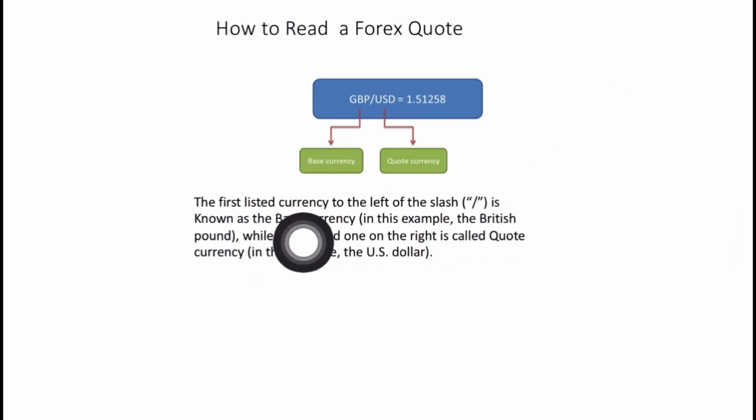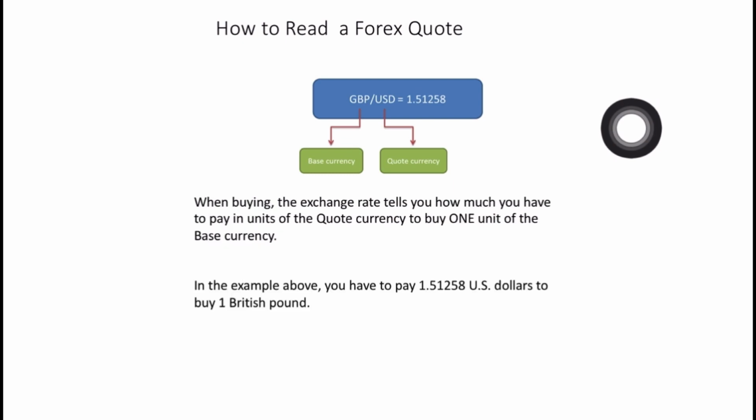The first listed currency to the left of the slash is known as the base currency. That's the pound there, you can see. While the second one on the right is called the quote currency, which is the US dollar, as you can see up here. When you are buying, the exchange rate tells you how much you have to pay in units of the quote currency to buy 1 unit of the base currency. In the example above, you have to pay 1.51258 US dollars to buy 1 British pound.